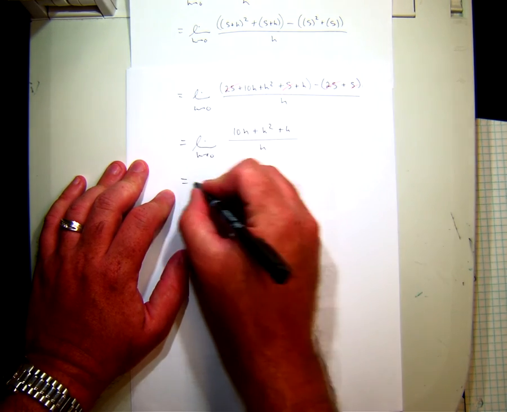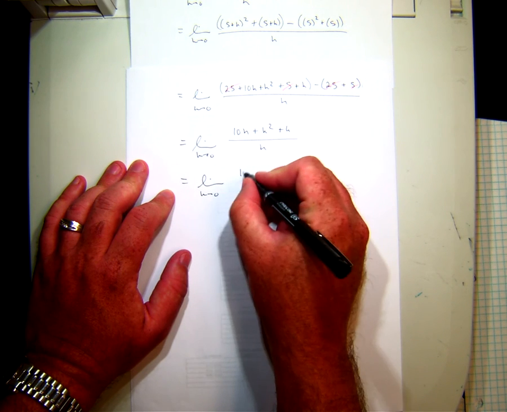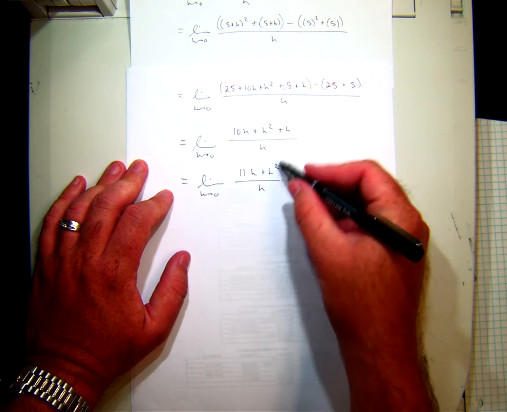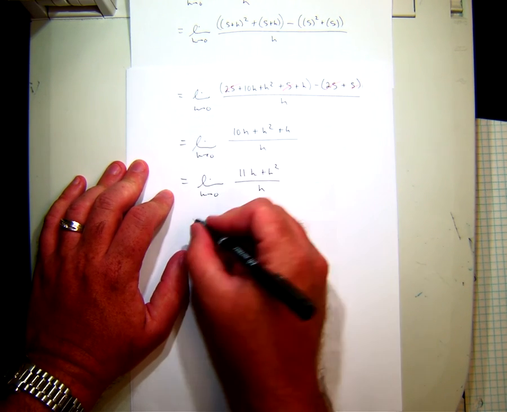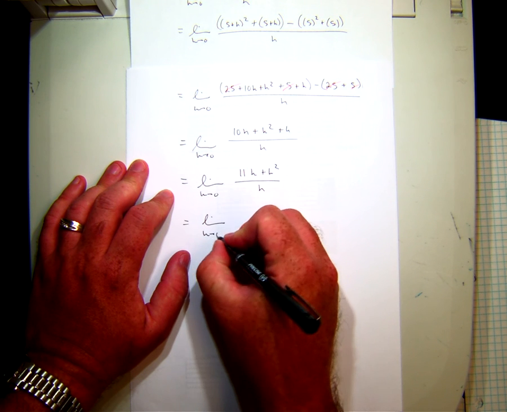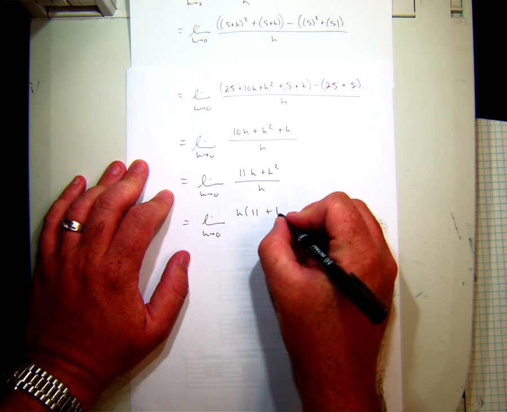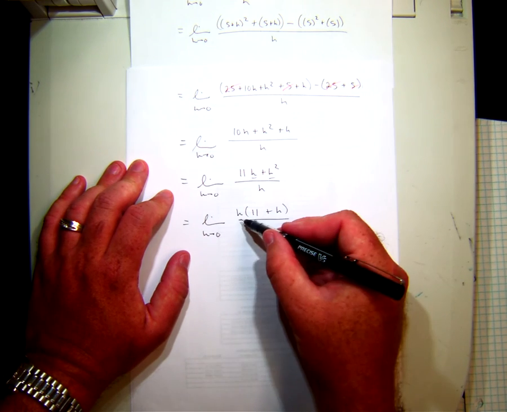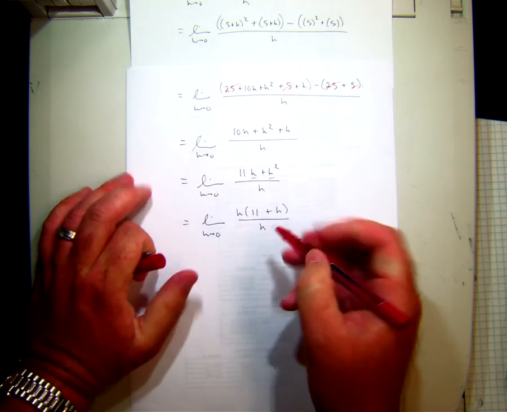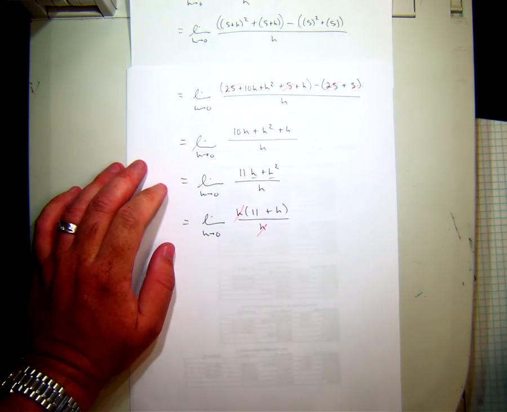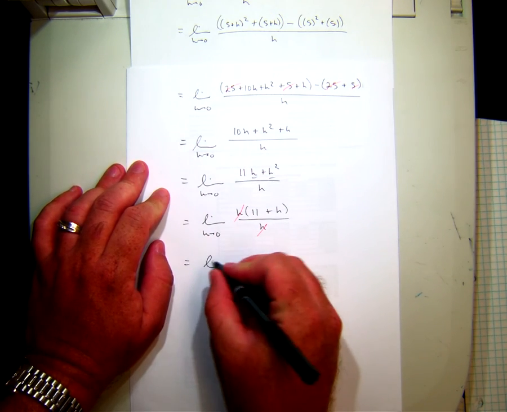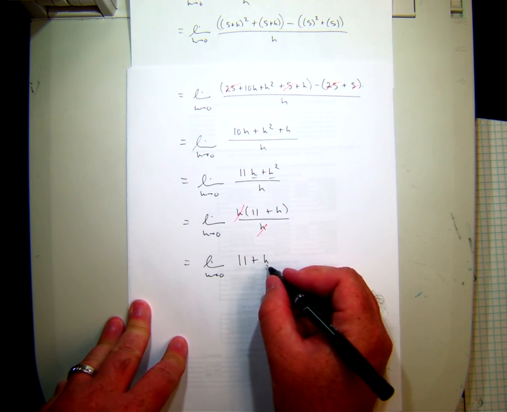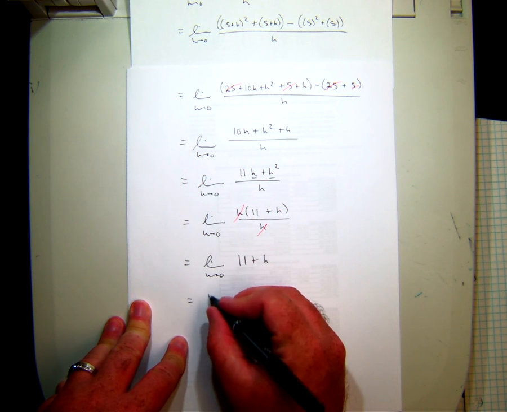Let's collect like terms. And now you can't just cancel here. A lot of people like to just slash things out, but no, you have to factor before you can cancel. Take an h out of the top. Do you see how they have an h in common? And now you can cancel out an h. Can we plug in 0 for h now? Yes, because we're not dividing by 0.